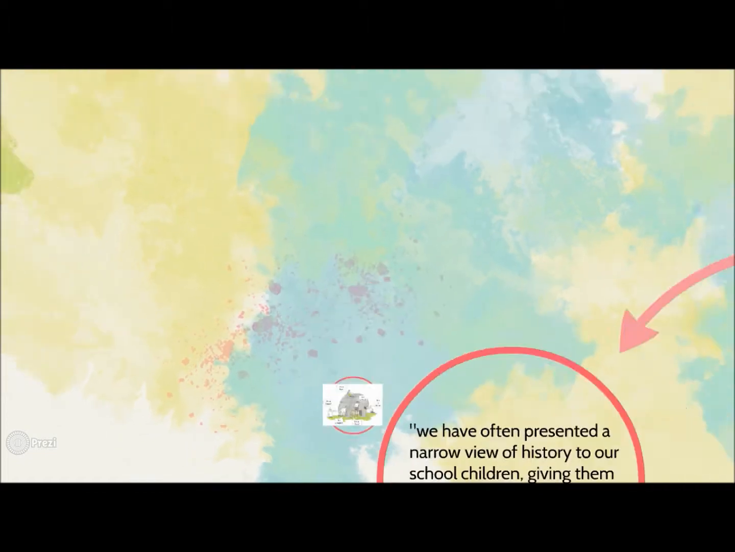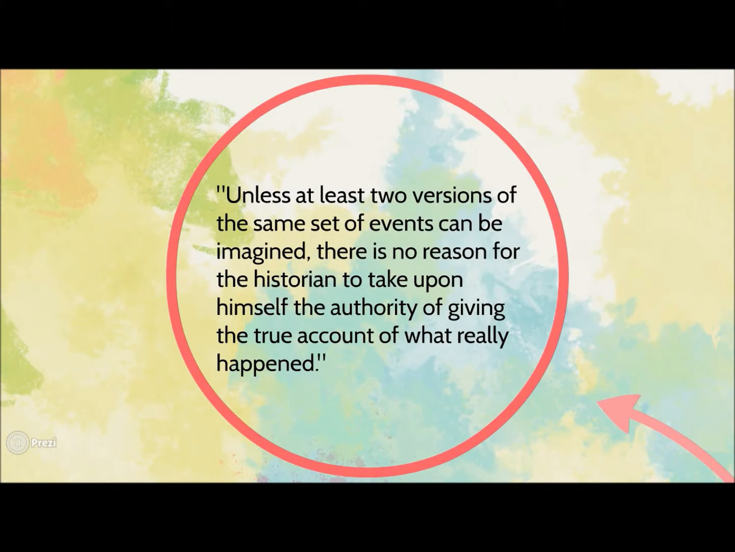According to Hayden, unless two versions of the same set of events can be imagined, there is no reason for the historian to take upon himself the authority of giving the true account of what really happened. Teachers and students alike need to remember this when they are dealing with sources in the history classroom. The article brings up another really valid point where it says that simply presenting students with multiple perspectives may give them the impression that all perspectives are of equal worth. It's up to the teachers to help students learn how to evaluate the merit of a particular interpretation of historical events.